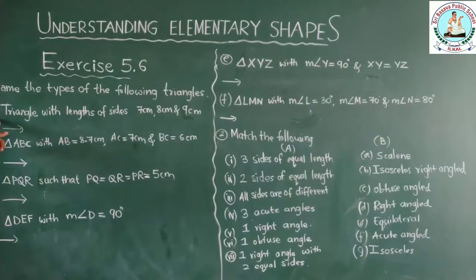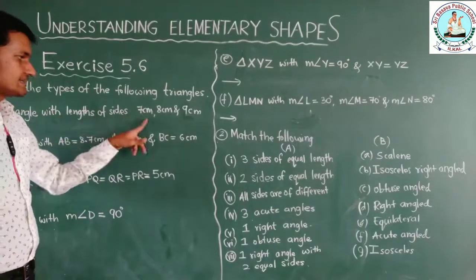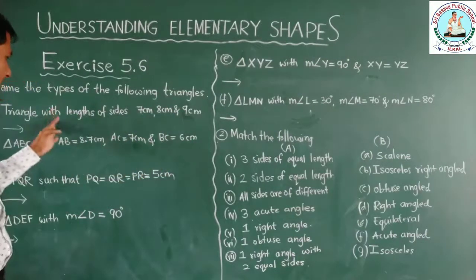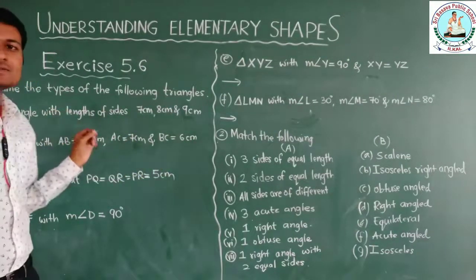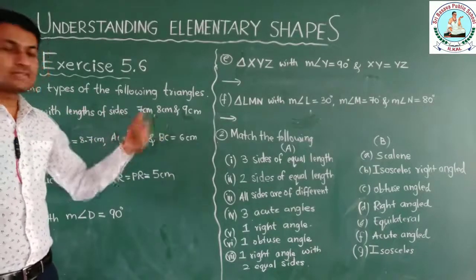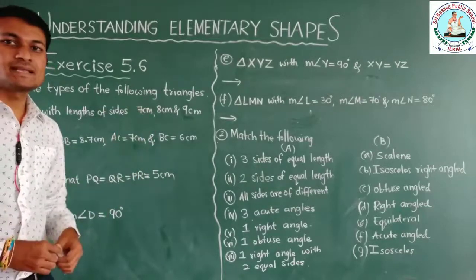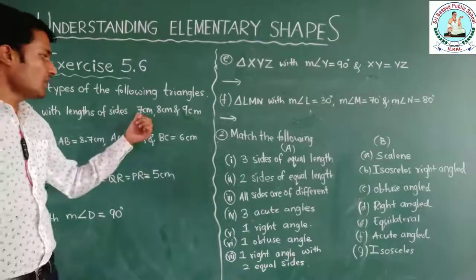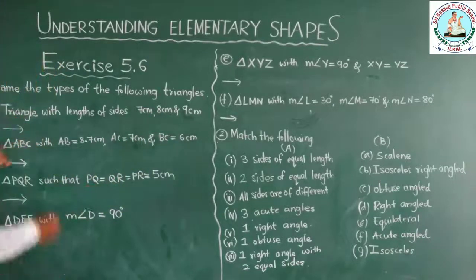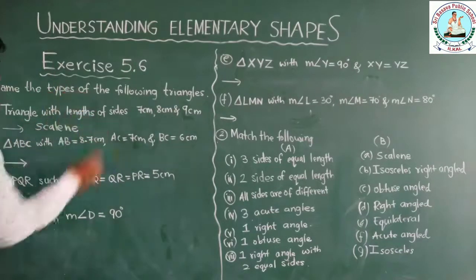The first statement is: the triangle with the lengths of sides 7 cm, 8 cm and 9 cm. This means the length of the first side is 7 centimeters, the second side is 8 centimeters, and the third side is 9 centimeters, which means all the sides have different lengths. So what type of triangle is it? It is a scalene triangle.